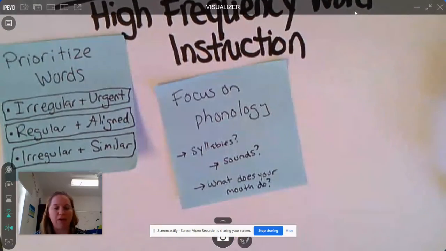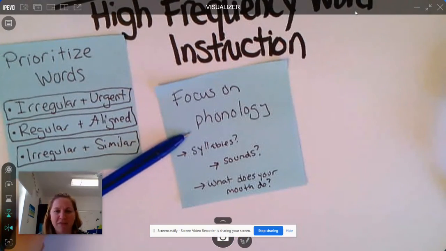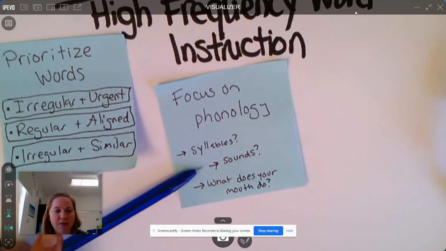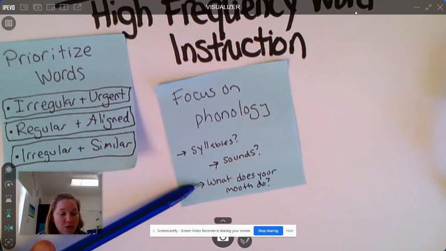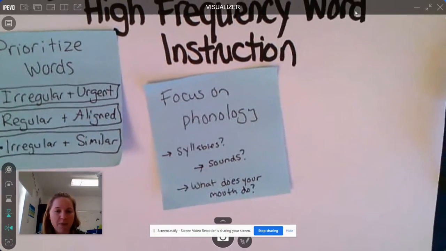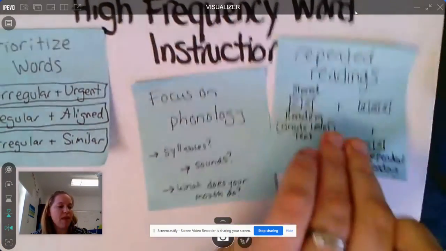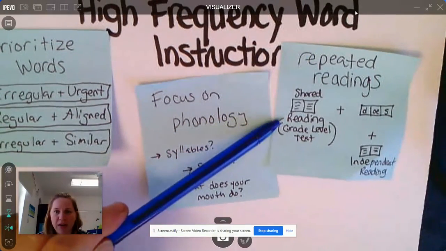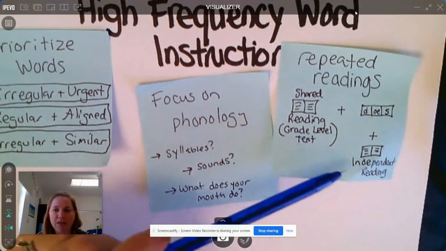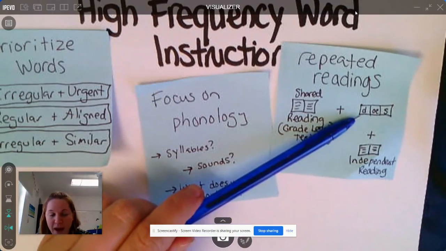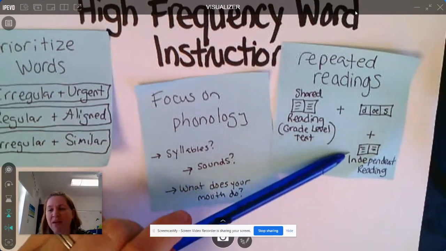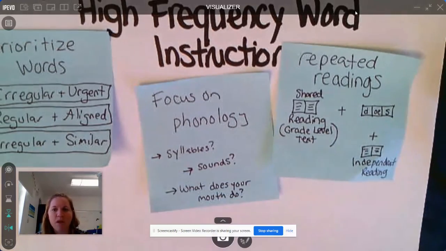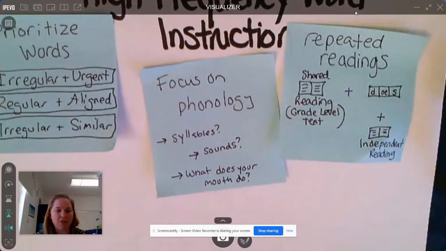The next tip is to focus on phonology. So talking about syllables: how many syllables does the word have? How many sounds do you hear? What does your mouth do when you make these things? Talking about the words in that way. Next is repeated reading. If you're doing a shared reading that has some high frequency words, then maybe you do some orthographic mapping with it, which we'll talk about next. And then maybe the kids are doing independent reading with it until they're fluent with those words. So repeating it as much as possible.